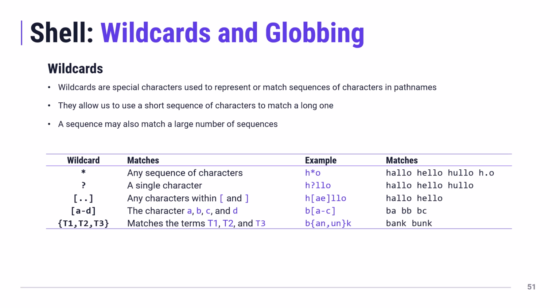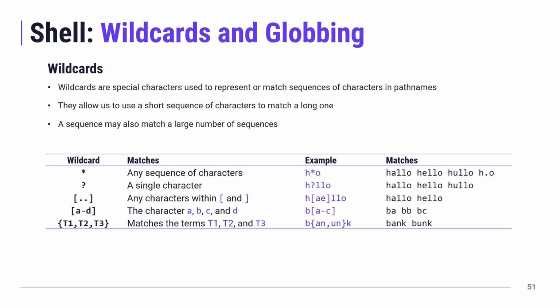So wildcards are special characters that we use to stand in for longer sequences of text. So I can type a very short sequence and use that to represent a longer sequence. Alternatively, it can stand in for multiple sequences, so I type a wildcard so that I can represent multiple file names, for example. So the main wildcard characters that you will be working with at the Linux shell, first of all, the asterisk, the star, will stand in for any sequence of characters. So if I have something like h*o, that's going to match file names like hallo, hello, hullo, h.o, right? Anything that starts with an H and ends with an O.